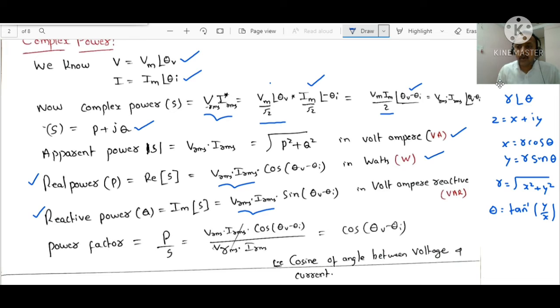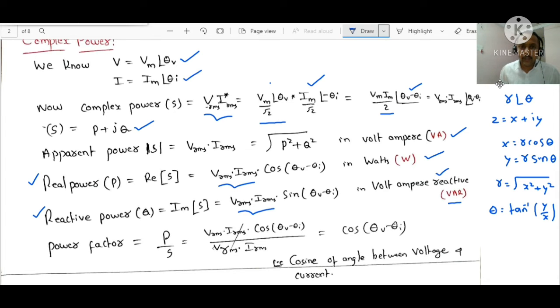The real power will be expressed in watt, and the reactive power is expressed in volt ampere reactive. Very, very important, volt ampere reactive. These are the units for reactive power. Now you should be very clear with respect to the units of power. I repeat again: apparent power is expressed in volt ampere, real power P in watts, reactive power Q in volt ampere reactive, and S equals P plus JQ.